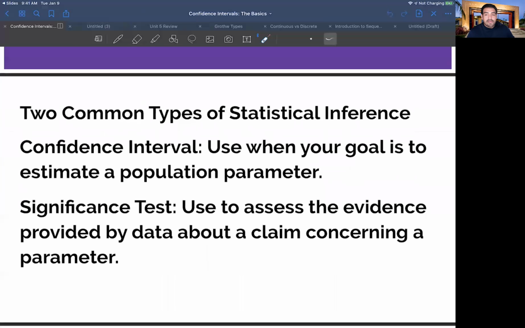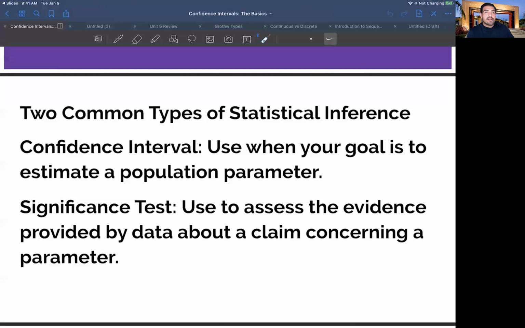So there's two different types of statistical inference, right? The first one we've learned, which is a confidence interval. We use that when we want to estimate a population parameter, whether that's a proportion or a mean. A significance test we're going to use to assess the evidence provided by data about a claim concerning a parameter.